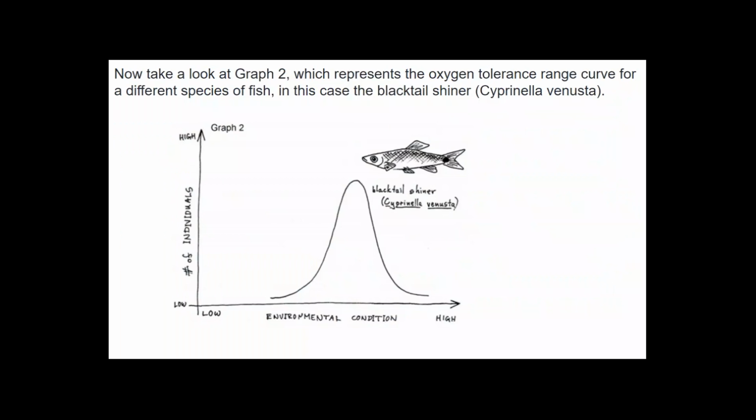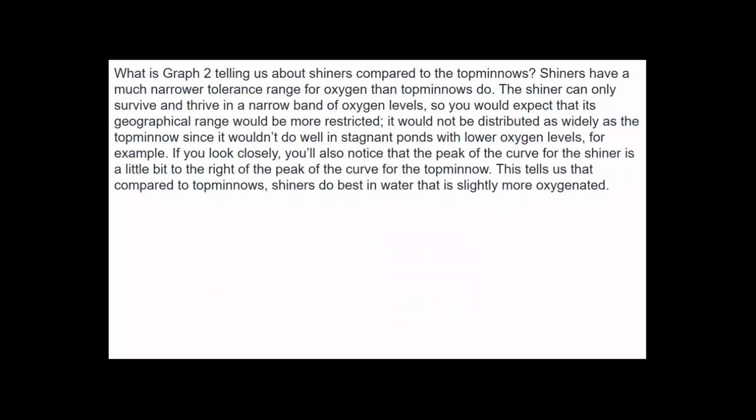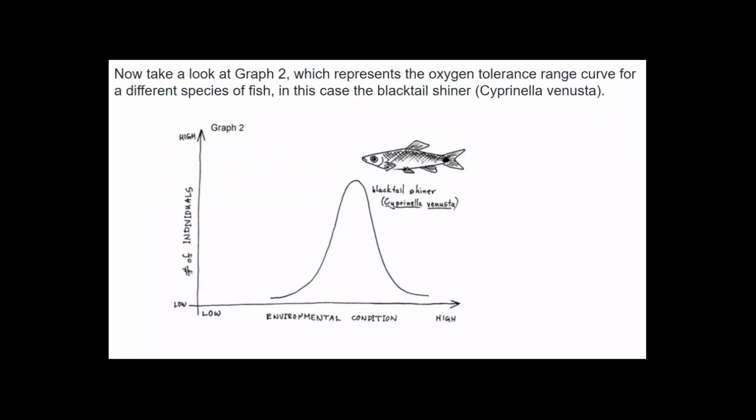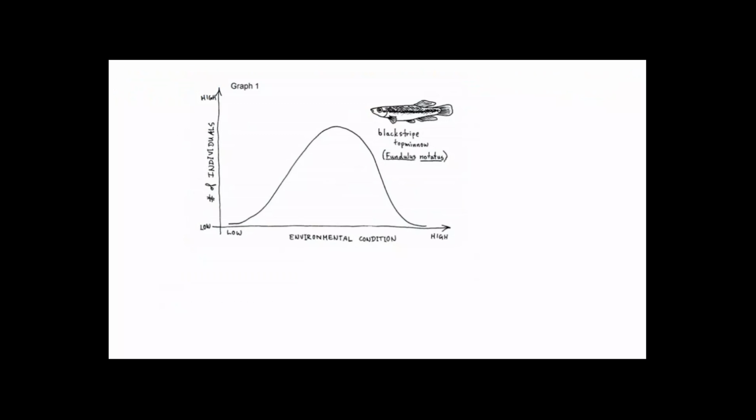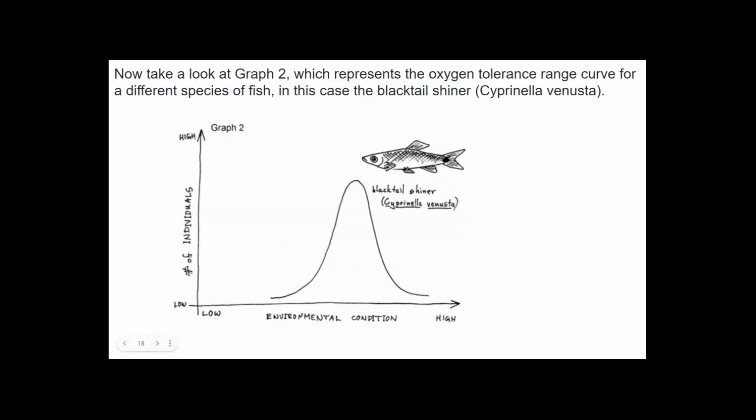Now we can look at this one. We can see here that the optimal condition is for a much higher concentration of that environmental factor. So take a look at graph 2, which represents the oxygen tolerance range for a different species of fish, in this case a blacktail shiner. And we can see that this thrives at a higher oxygen concentration level. What graph 2 is telling us about shiners compared to topminnows is that shiners have a much narrower tolerance range for oxygen than topminnows do. You can also see that this curve is narrower. This one is fairly broad, so this fish can live under a wide range of concentrations of oxygen, whereas this one can only live in a much narrower range, but also its optimal condition is much higher.